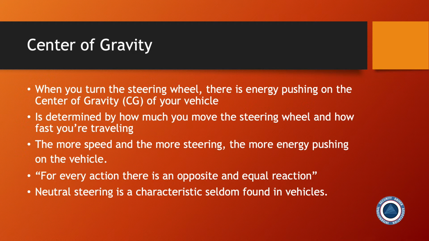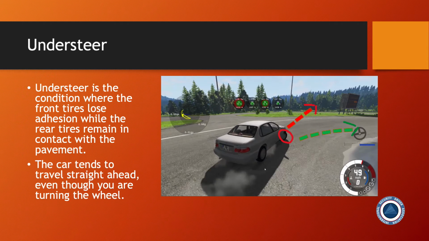If you drove around a corner or made an emergency maneuver that created 3,200 pounds pushing on the center of gravity of your vehicle, in the perfect world, your tires would be pushing back 1,600 pounds front and rear. This would be called neutral steering, and it is a characteristic seldom found in vehicles. But what happens most often is that the vehicle will either oversteer or understeer. The following explanations of understeer and oversteer are at the basic level. Also note, in these demonstrations and explanations, the vehicles do not use electronic stability control.